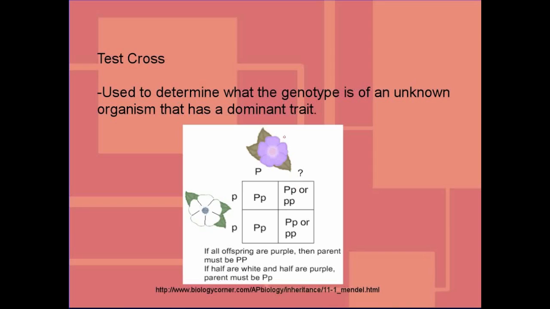Here we have a dominant trait, but we don't know what the second allele is. It could be heterozygous if it ends up being a big P, or homozygous recessive if it were a little p. If all the offspring were to turn out purple, then the parent would have to be homozygous dominant. If they turned out half white and half purple, then they would have to be heterozygous dominant.